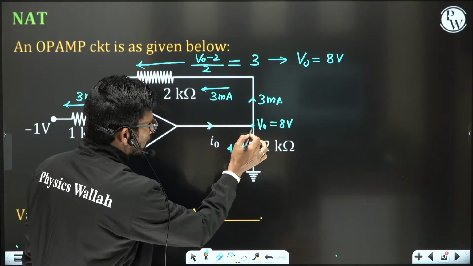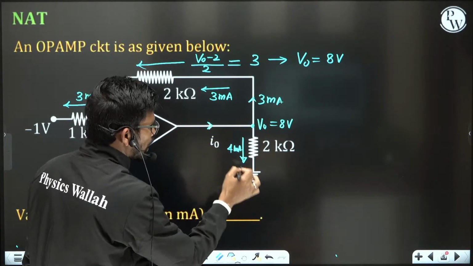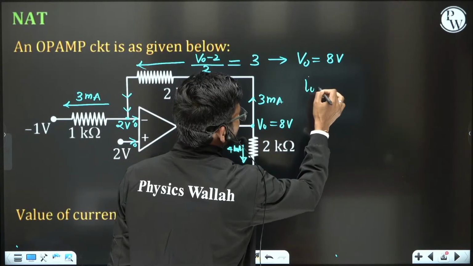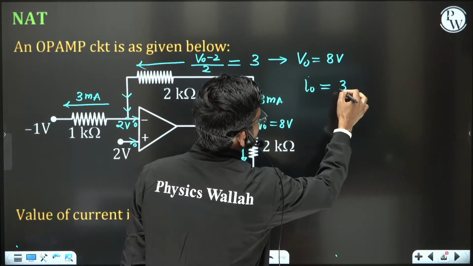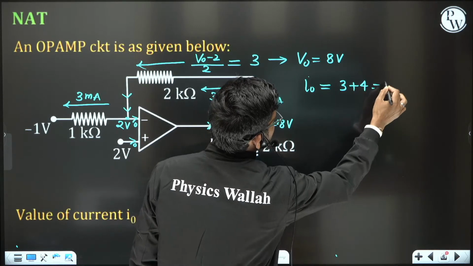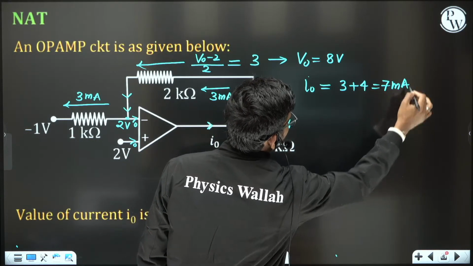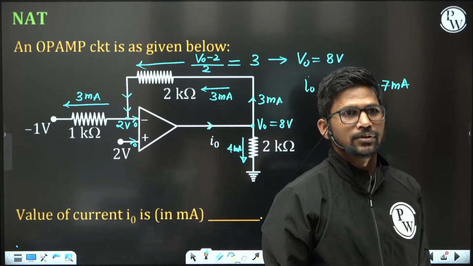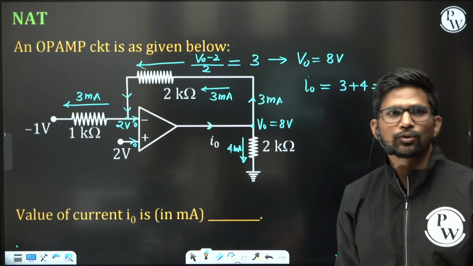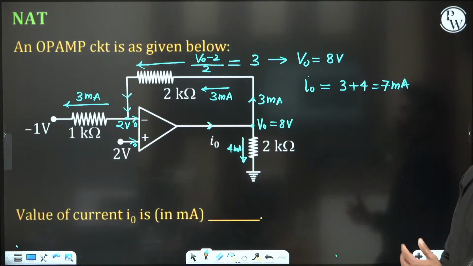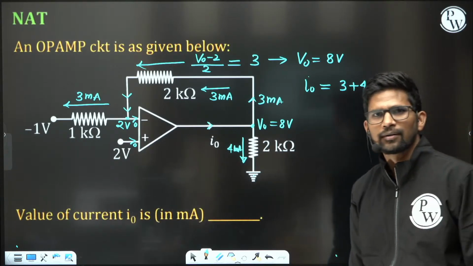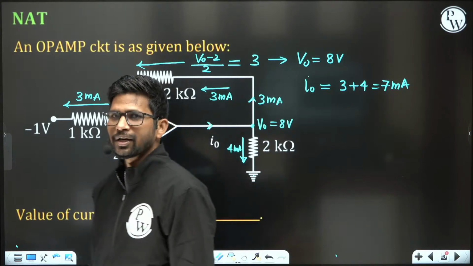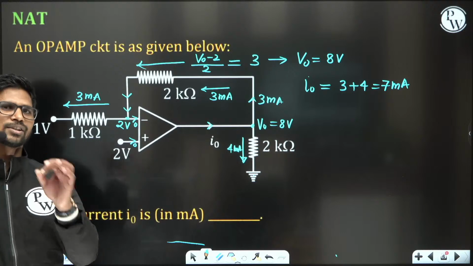This is incoming current I naught, this is outgoing current, this is outgoing current. So total incoming current is I naught, total outgoing is 3 plus 4. Answer is 7 milliampere, not 1 milliampere. You made a mistake. Okay, Sona and Sanju, both of you made a mistake. That's why this question is very, very beautiful. Always try to find out the current correctly, because sign is very, very important.